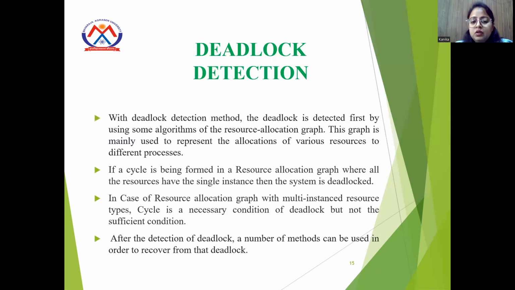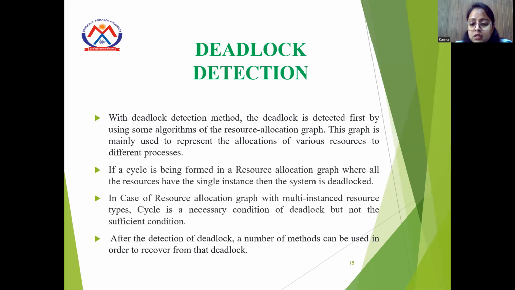The resource allocation graph is mainly used to represent the allocation of various resources, which have single instance or multiple instances, to different processes. If a cycle is formed in a resource allocation graph where all the resources have a single instance, then the system is definitely in a deadlock state. But if there are multiple instances, then the system may or may not be in a deadlock situation.